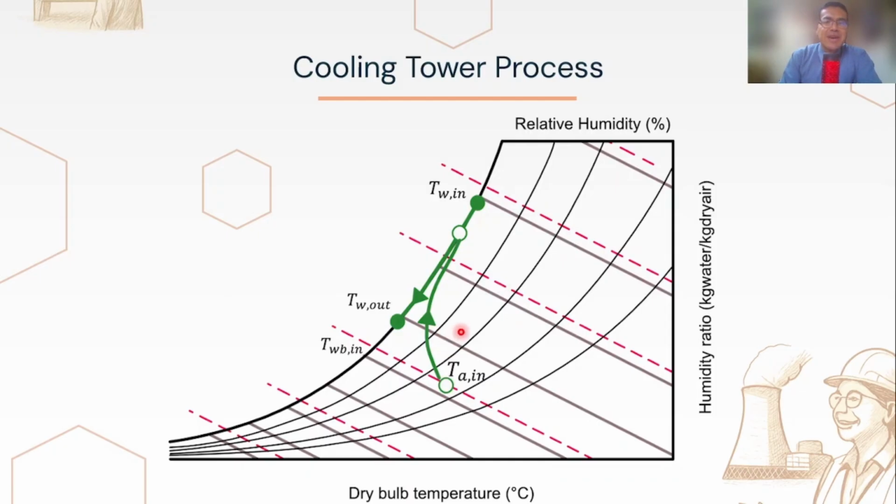By the time it exits the tower at here, it is warmer and much closer to saturation. The water, in contrast, is cool as it flows downward, and its outlet temperature here is significantly lower. The difference between these two temperatures is the range, while the difference between these temperatures here is the approach. This chart visualizes both of these metrics, showing how closely the tower brings water to the theoretical wet bulb limit.